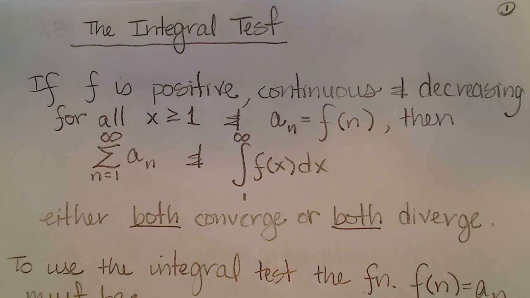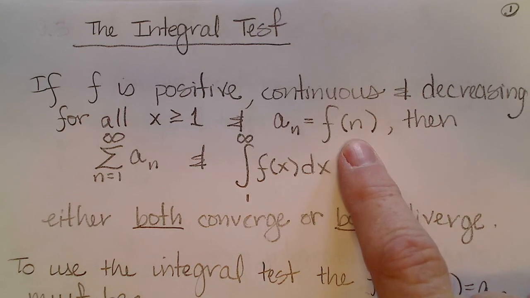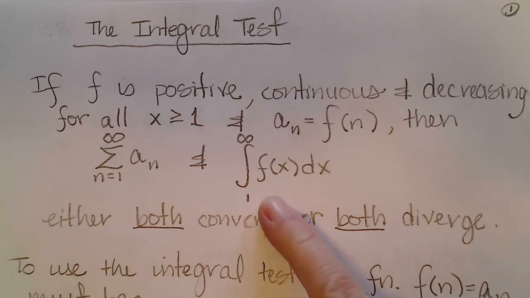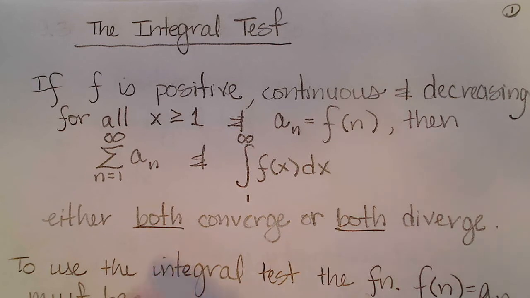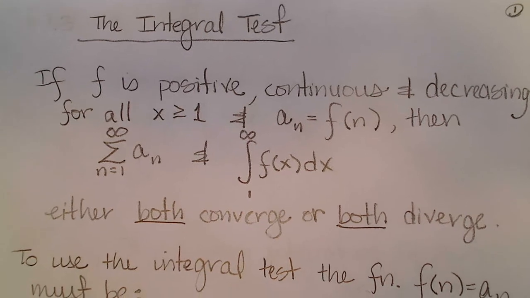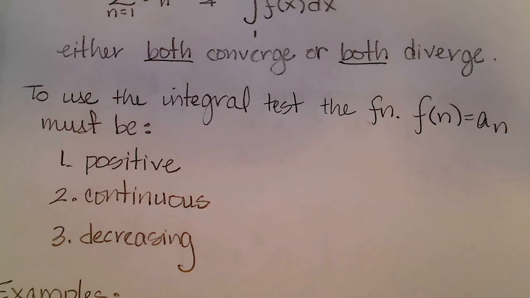continuous, and decreasing for all x greater than or equal to 1, and my formula for the a sub n's can be rewritten as f of n, then the series represented by the sum n goes from 1 to infinity of the a sub n's and the integral from 1 to infinity of f of x dx either both converge or both diverge.